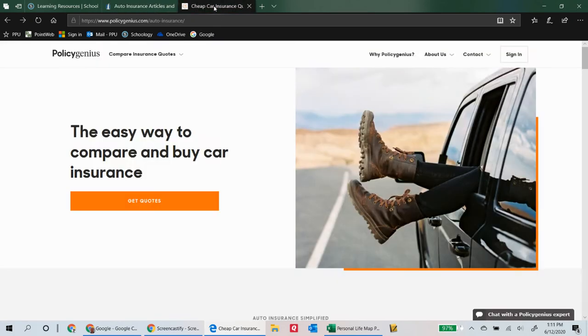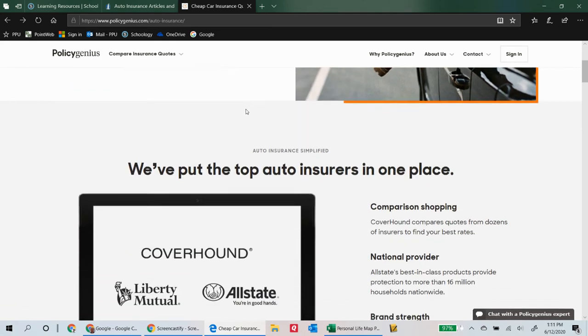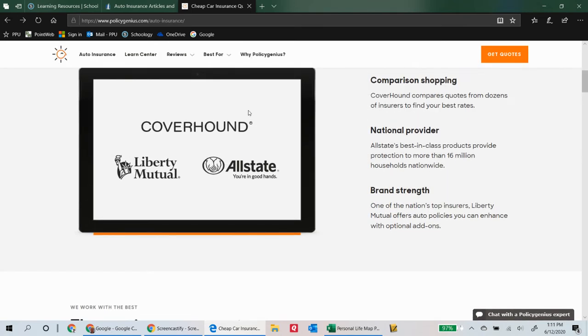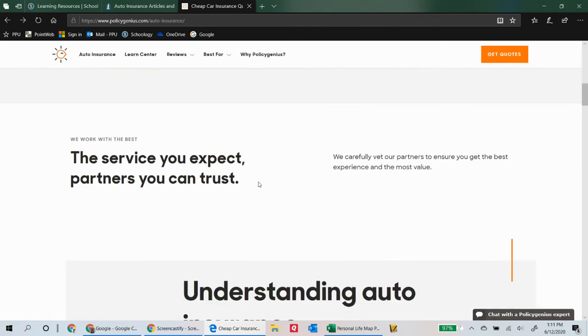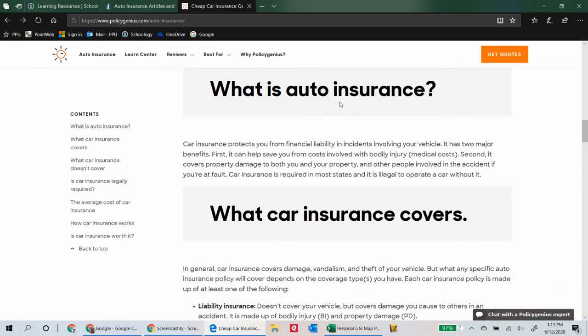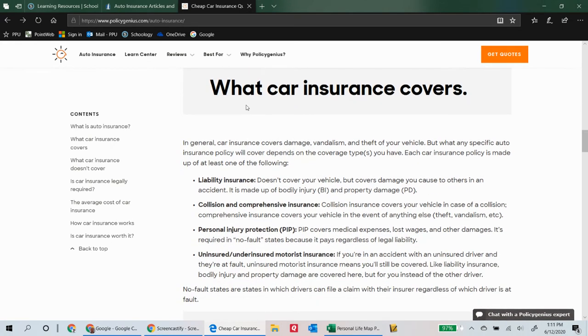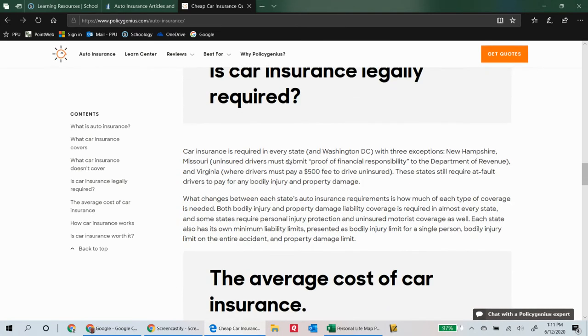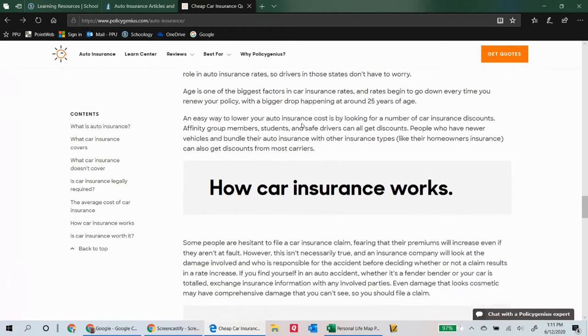Now, another resource for you is Policy Genius. This is their auto insurance page, and it also has lots of good resources for you to read as well. Policy Genius is an agent that sells insurance for several different companies, including these 3 companies here. So they can give you quotes as well. But what I'd encourage you to do is come down here and it will explain what is insurance, what does it cover, and it has definitions for all of those things. What it doesn't cover, is it legally required, and so on.